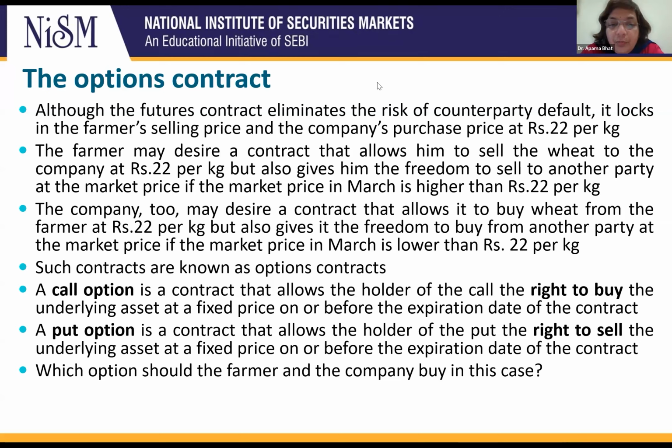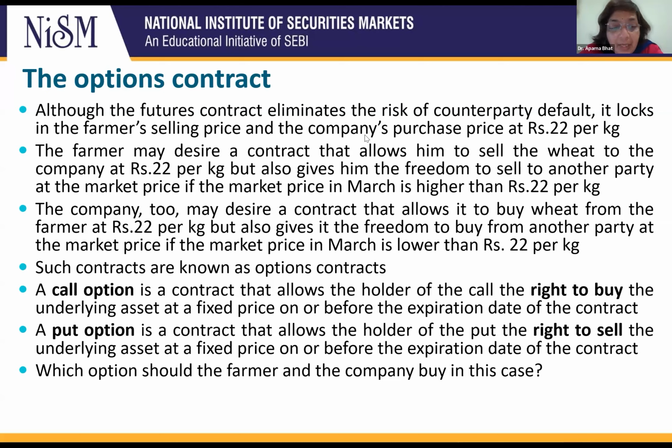Yes, most people are right. The farmer will buy a put option. Absolutely right. Why? Because what is the farmer trying to do here? The farmer is trying to make sure that he's able to sell the wheat at 22 rupees per kilo, but he also wants the freedom to sell it at a higher price if the market price happens to be higher than 22. So a put option will give the farmer the right to sell the underlying, that is the wheat, at 22 rupees on or before the expiry date of the contract.